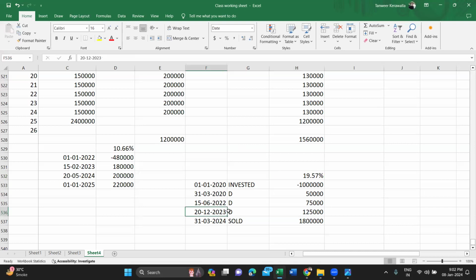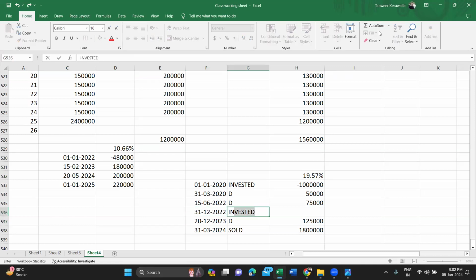Now, if I add one more investment in between, let's say on 31st of December 2022 he further invested, minus 2 lakh rupees. Let's say he further invested 2 lakhs, so I have to put the minus sign again. See, the returns have lowered because you have put in more money. So returns have lowered because now more investment is there. That way you can play around with this.